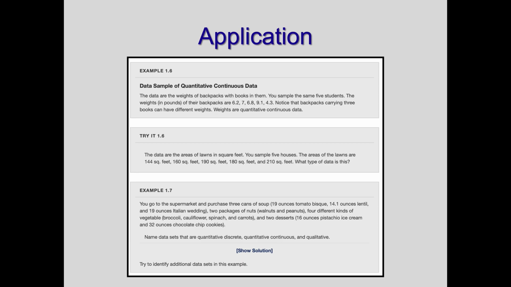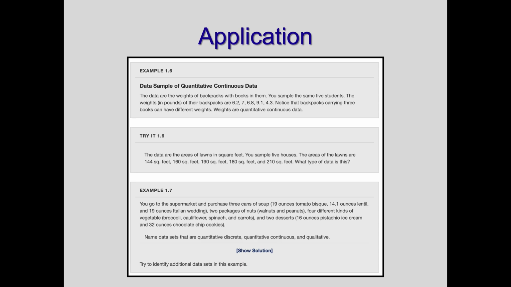Okay, it's when an area is a length by a width, and those things are measured. It's a little confusing because you might say, oh, look, this is discrete data because they're all whole numbers, but they happen to work out to be whole numbers. They could have been fractions.